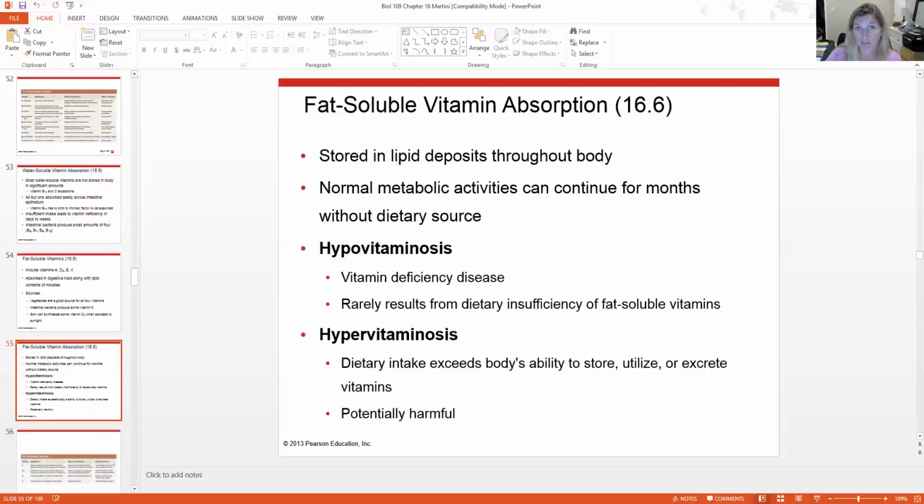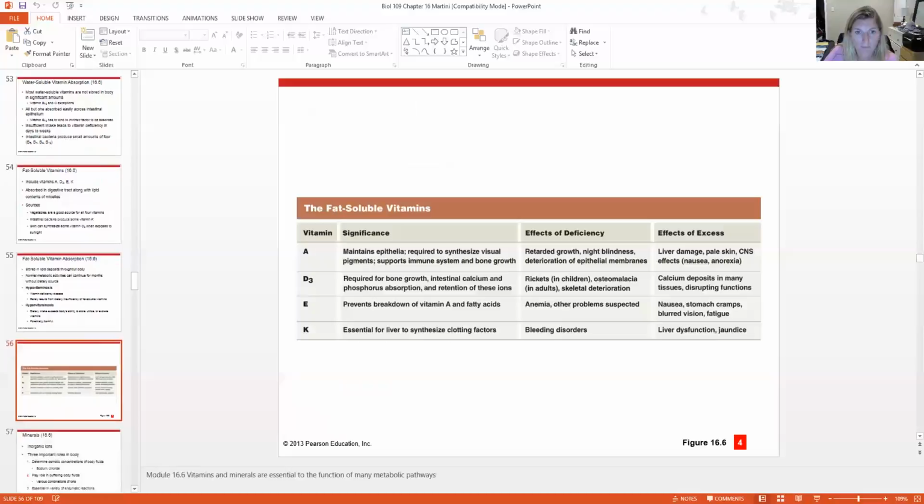Hypovitaminosis is a vitamin deficiency disease. It rarely results from dietary insufficiency of fat-soluble vitamins because we can store them. Hypervitaminosis is potentially harmful. This is when the dietary intake exceeds the body's ability to store and utilize or excrete the vitamins. It can be deadly with fat-soluble vitamins.